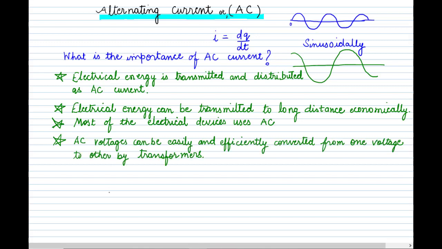So these are the 4 important points of alternating current: what is its useful application and what is the importance of alternating current.